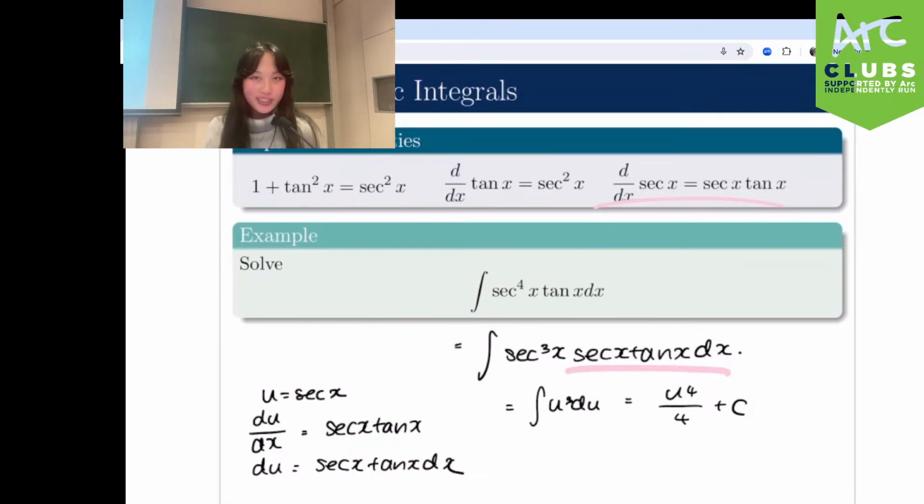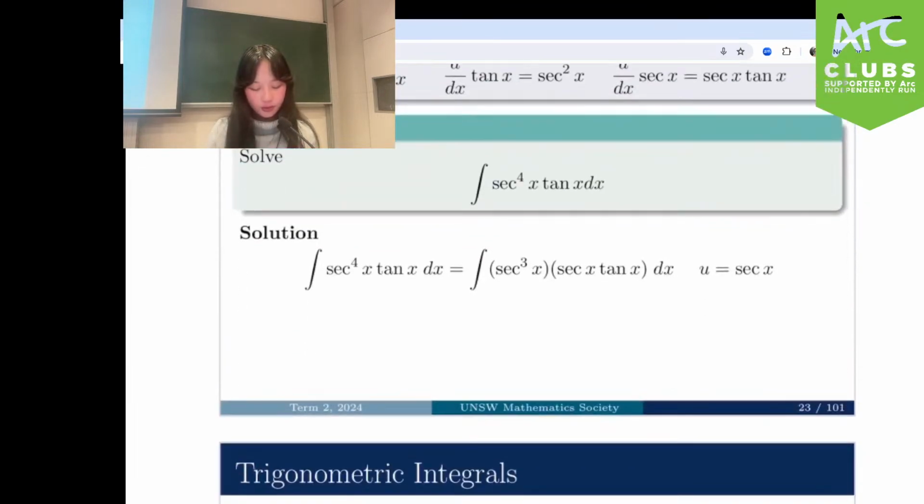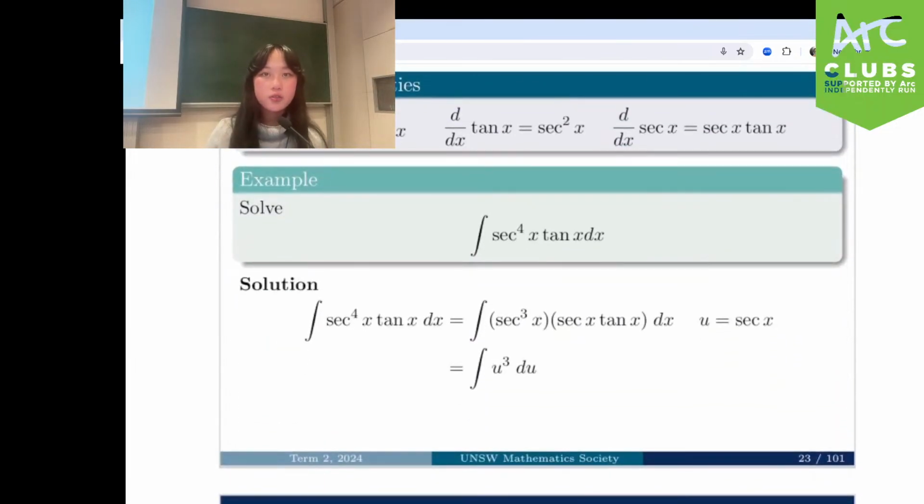Remember, after we integrate, we always need to convert back to our original variable, which is x here. So we need to put it back in terms of x. And what does that give us? That gives us sec to the 4 x on 4 plus c, which is what the answers also tell us.